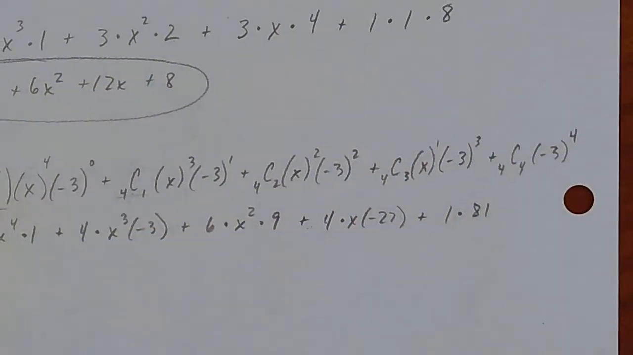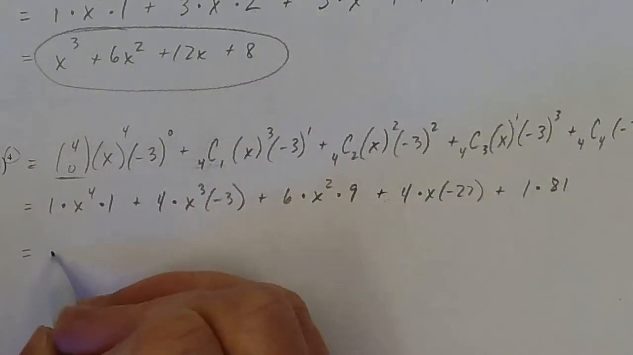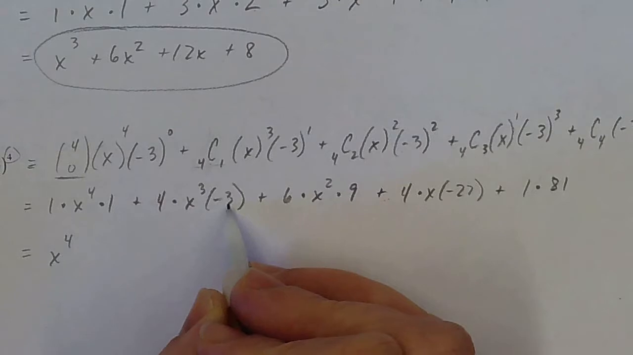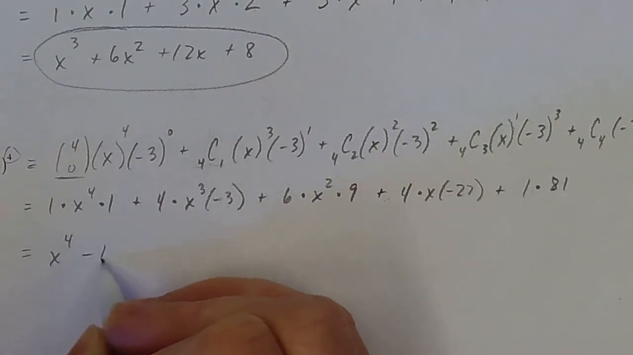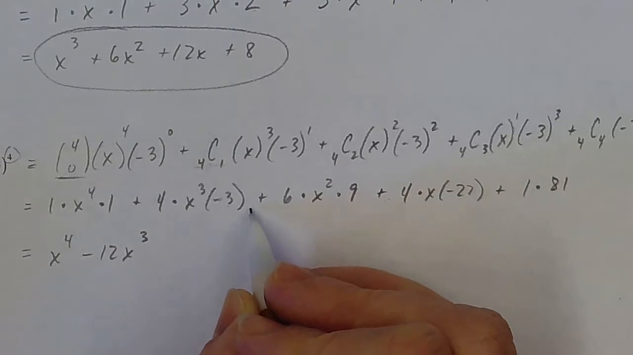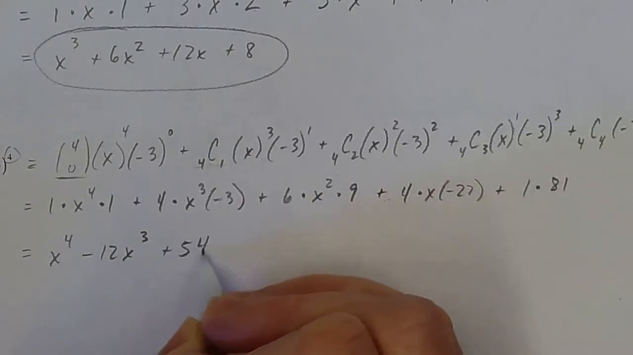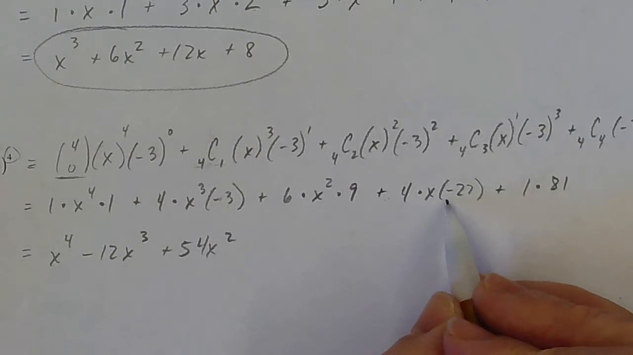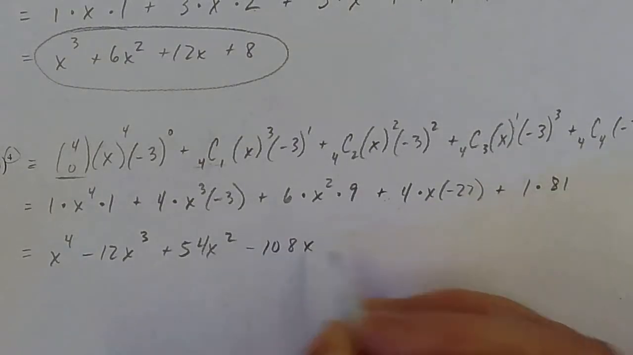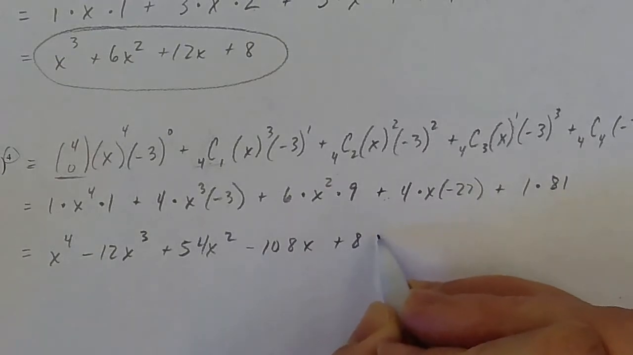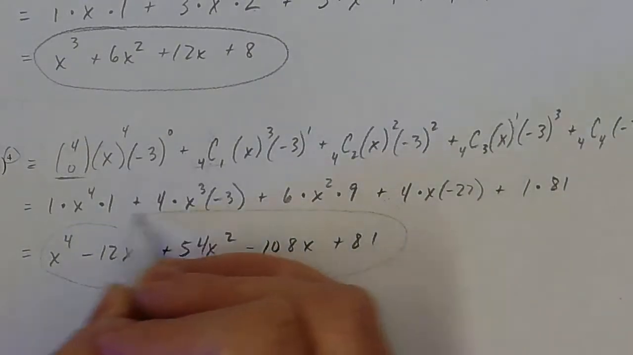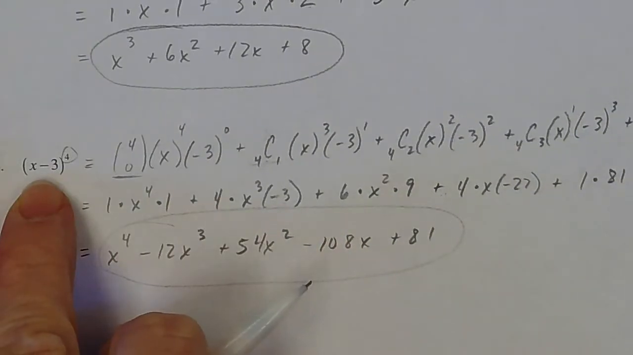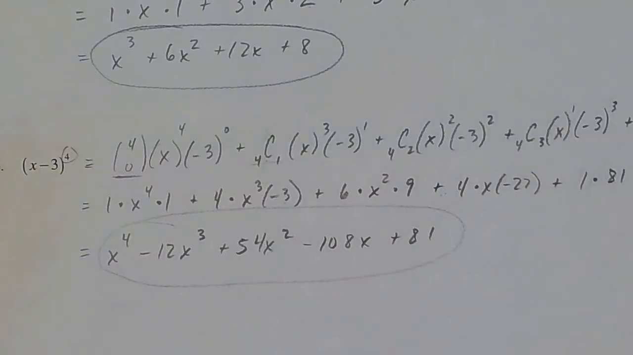So final step, it's going to be x to the 4th, -3 times 4, so we should just subtract this, minus 12x cubed. Here I have 54x squared. 4 times 27, we get 108, but it should be negative. And then plus 81. So you can see how this really is kind of a shortcut. If I were to expand that out 4 times and do all the foiling and distributing, it takes a while. That gets me there a lot quicker.